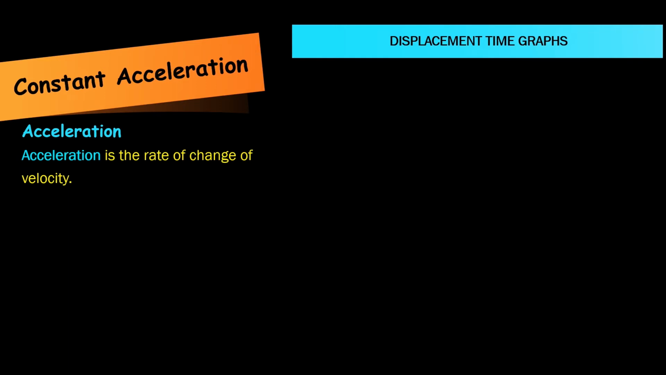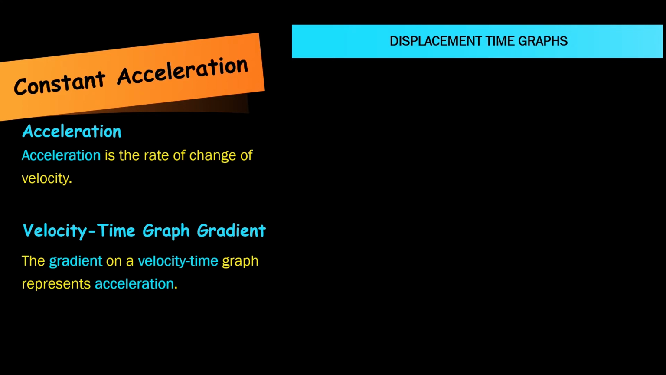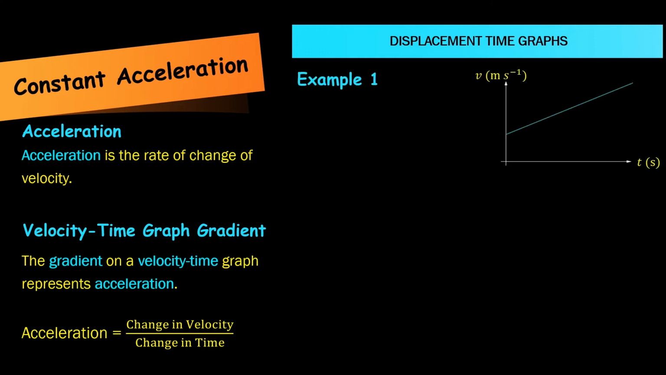Acceleration is the rate of change of velocity. The gradient on a velocity time graph represents acceleration, and acceleration equals change in velocity over change in time. So let's take a look at an example.